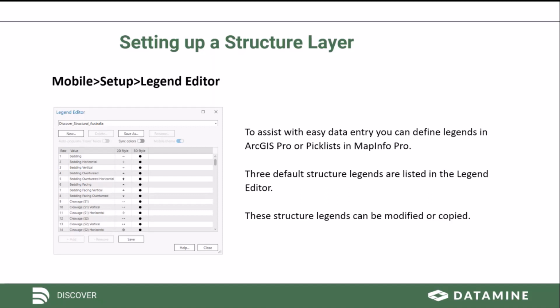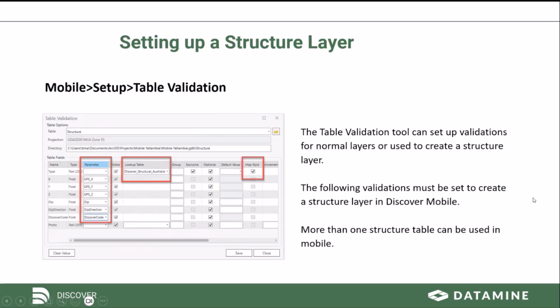And yeah, like I said, ArcGIS has the legend editor, MapInfo has the pick lists. So this is where you do all that. Yeah, so you can come in here, you can change the values. These are just default ones that we've put in there, but if you call bedding beds or whatever your naming convention is, you can change all that.